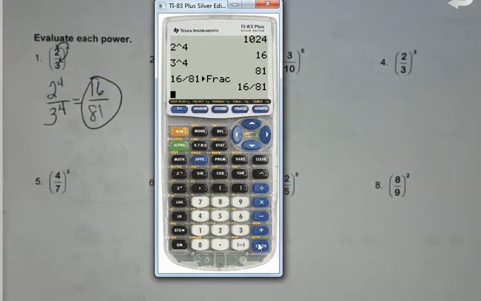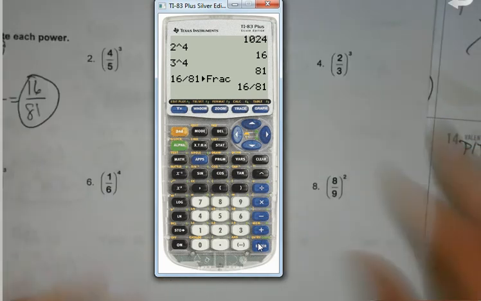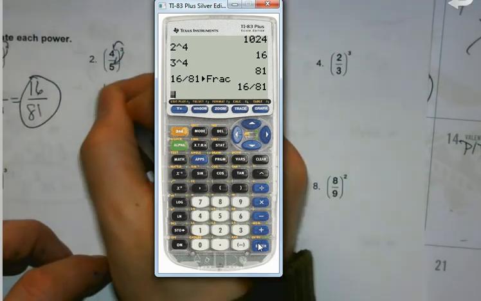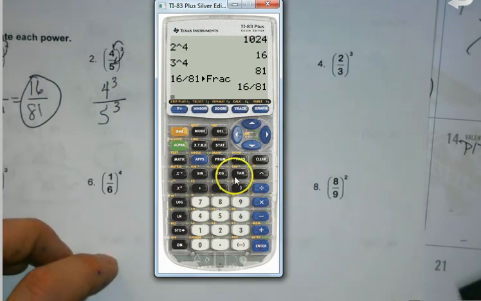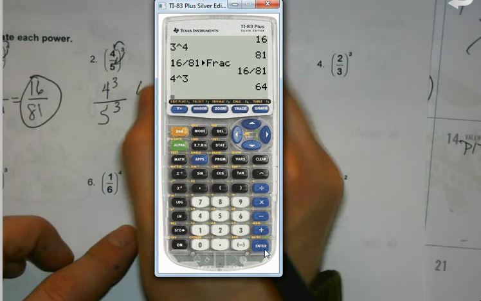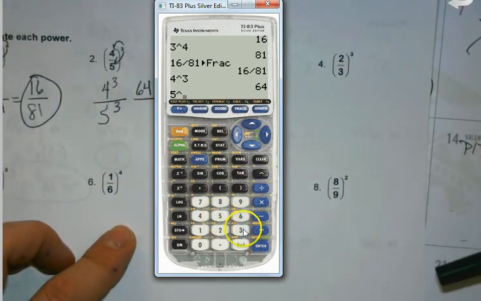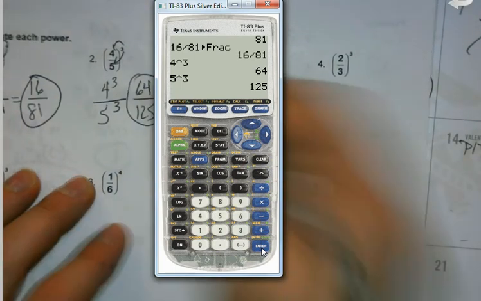So all you got to do on that is just basically figure out what each individual part is and keep it as a fraction. So like if we were doing it on 2, it'd be 4 to the 3rd over 5 to the 3rd. And again, I would just do each one by themselves. Get my answer to 4 to the 3rd. Get my answer to 5 to the 3rd and circle it.